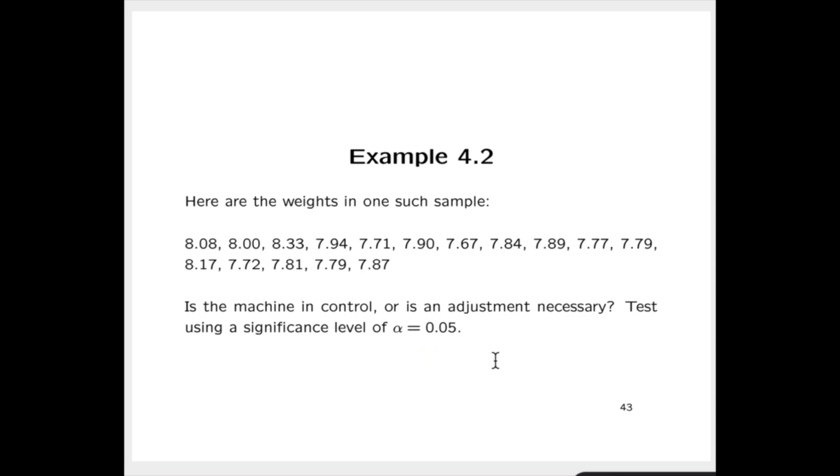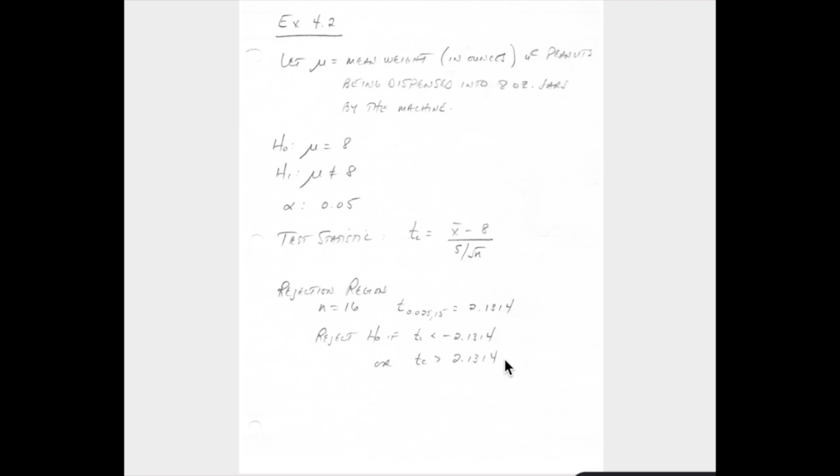All right, so let's continue on. We are going to set up the hypotheses, and again, before I proceed, I'm going to define the notation that I'm going to be using. I'm going to let mu represent the population mean weight in ounces of peanuts being dispensed into these 8-ounce jars by the machine. So this is a population or process mean, and that is the quantity about which we want to make a decision. The null hypothesis corresponds to our assumption that the machine is in control, that it's working properly.